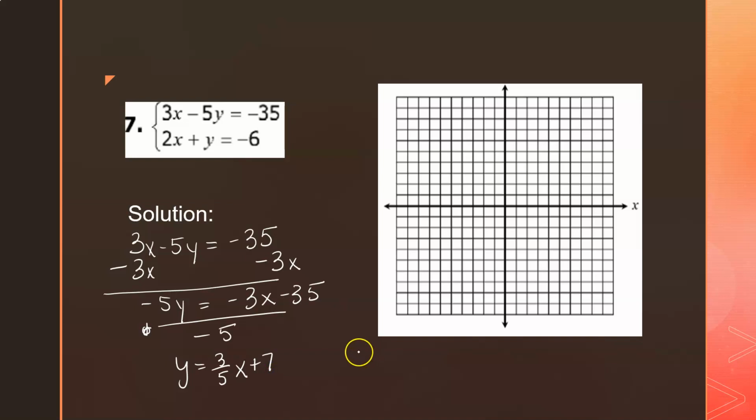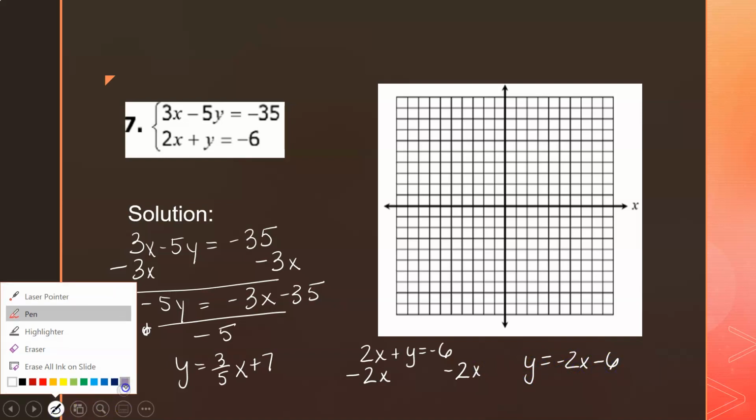All right, let's go over here. We have 2x plus y equals -6. This one's a little simpler. You're just going to subtract that 2x, and I have y equals -2x minus 6. So let's go ahead and graph.